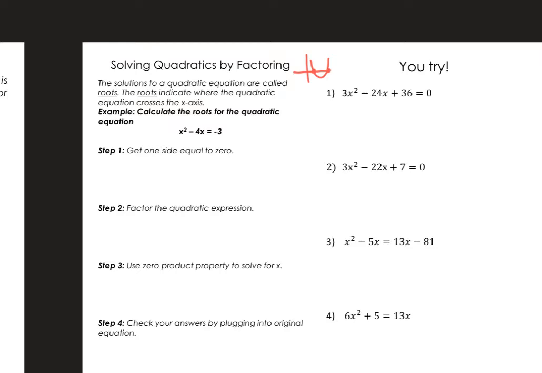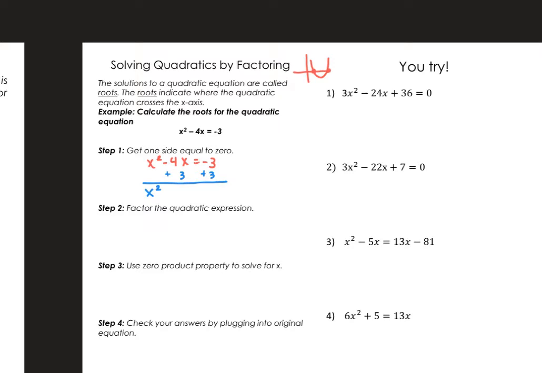So the first example, it says calculate the roots for the quadratic equation. So what we're going to do is we're going to solve. So the first step, in order to solve a quadratic by factoring, we need to get one side equal to 0. So our equation is x squared minus 4x equals negative 3. If I want one side to equal 0, I'm going to add 3 to both sides.